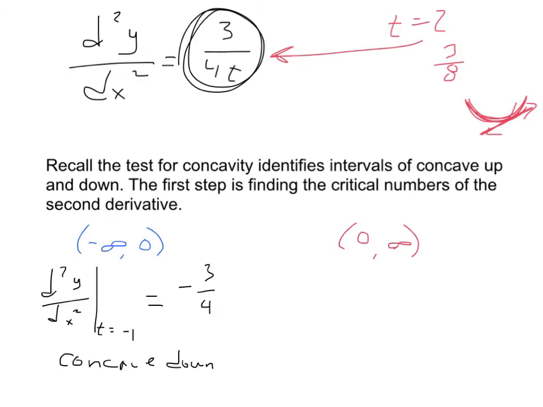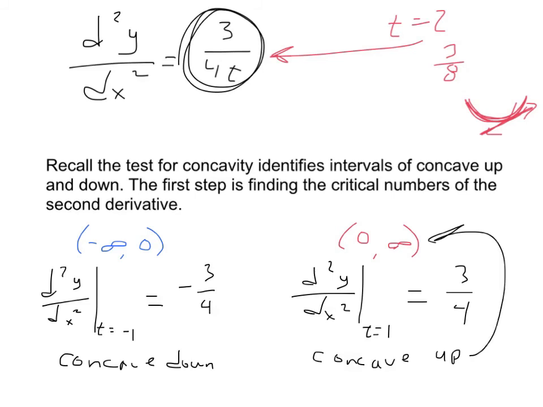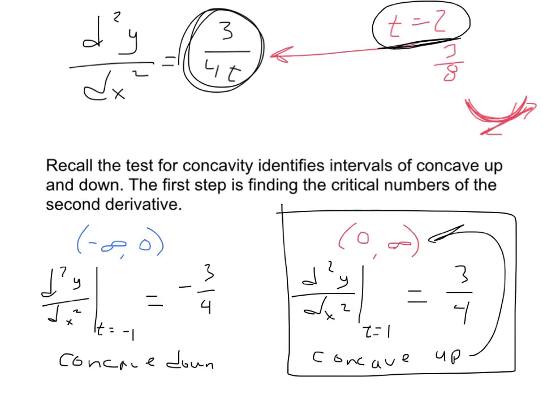On the other interval, I'll do the same thing. d squared y dx squared evaluated when t is +1 gives me +3/4, and so my function is actually concave up on this whole region. So this is getting us to a better answer. Rather than just saying my function is concave up at t = 2, after doing this quick test for concavity, I can say my function is actually concave up on the entire interval from 0 to infinity. So that lets us say a lot more about how my tangent line is going to underestimate the function.